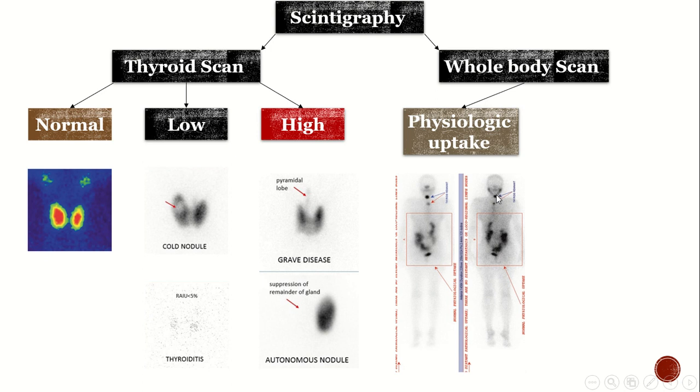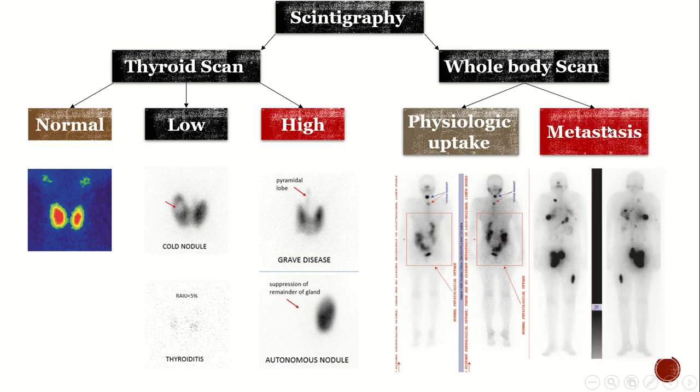As we see here, these are the thyroid remnants after surgery, and this lymph node. And also we see metastasis, as we see here in this patient with follicular thyroid carcinoma. This metastasis is in the bony tissues and in the lungs.